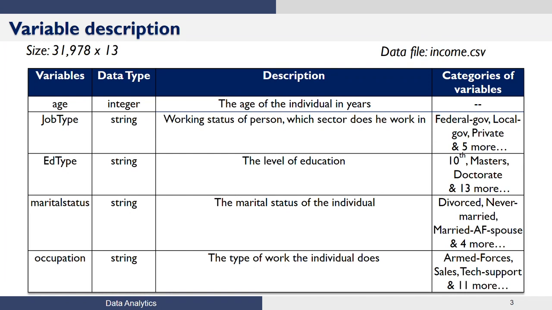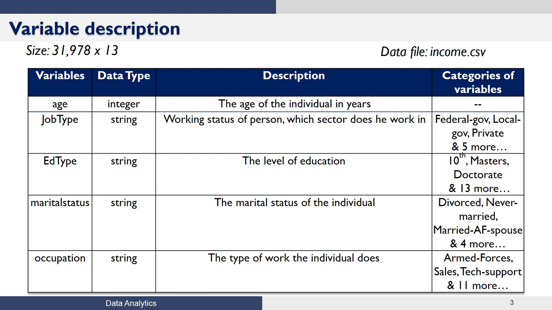Now, let me quickly go through the variable definitions, what type of variable they are, and their description. This will help you visualize this data once you actually start working on this case study with the instructors. One variable is job type. This is a string, and it basically tells us about the working status of the person, and which sector he or she works in. It is federal government, local government, private, and 5 more such identifiers for job type.